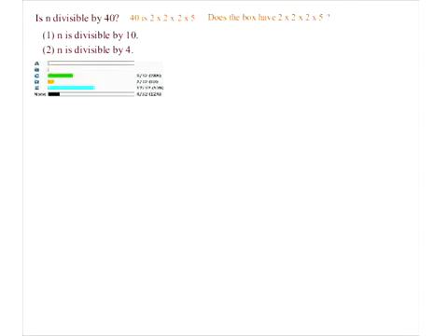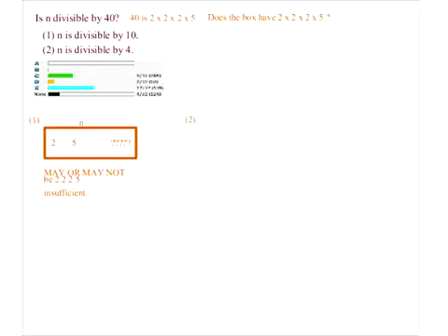Statement 1 says that there is a 2 and a 5, and then maybe other stuff. So there may be a 2, a 2, a 2, and a 5. So that's insufficient.